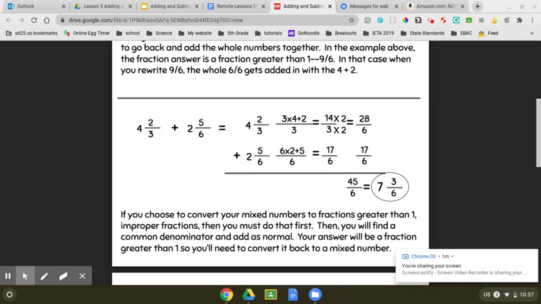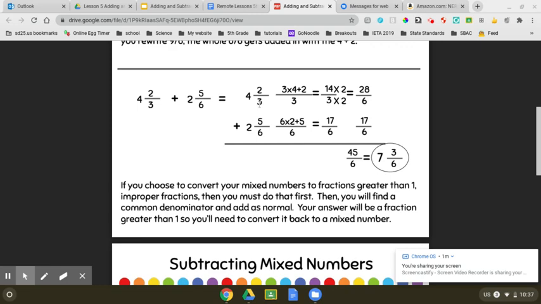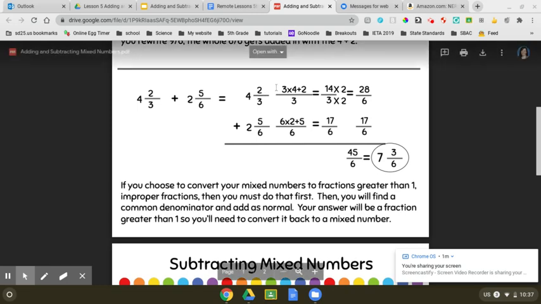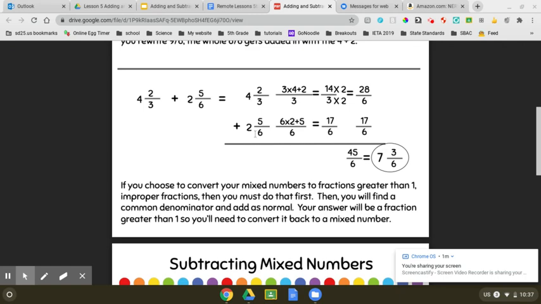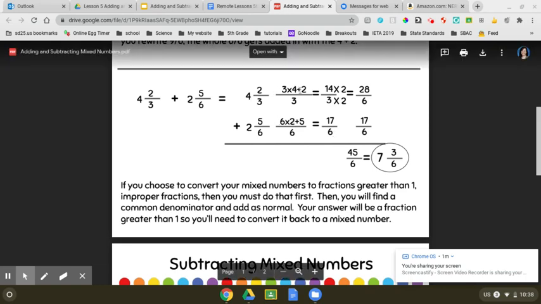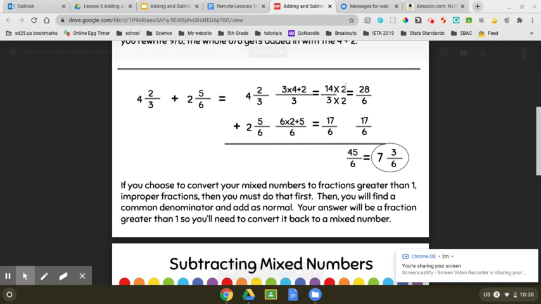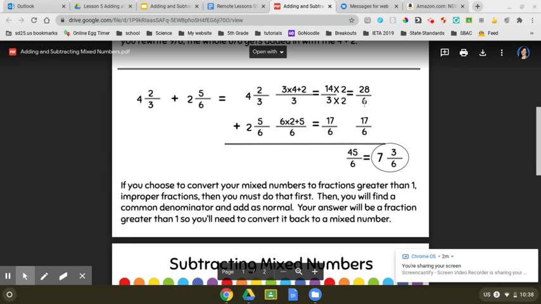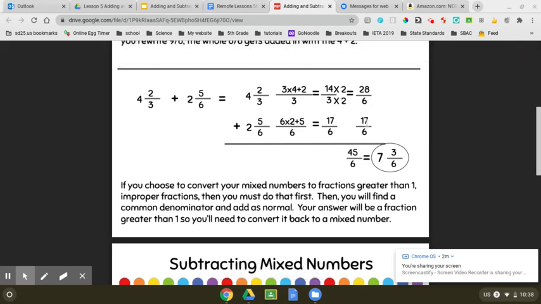Another strategy that some people like to use is to take your mixed number and rewrite it as an improper fraction. So 4 and 2/3 would be rewritten as 14/3, and 2 and 5/6 would be rewritten as 17/6. And you can see here's my thinking for how I came up with those improper fractions. Then I need to find a common denominator. So I would still use a multiplier of 2 and get 28/6 plus 17/6, and that's 45/6.